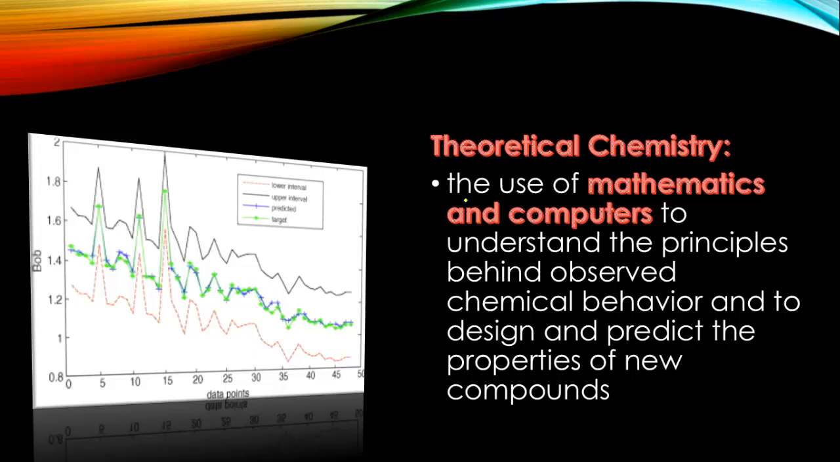And finally, we have theoretical chemistry. This is where you get into the math, and we use computers to understand principles behind observed chemical behavior. So we want to see how things happen over and over and over again. We use a computer so we can see these trends, and they will map it out for us. And we can then design and predict properties of new compounds based on what we know of known compounds. Hey, if we get a new compound, we can test it analytically to find out what's in it, and then predict by the math that we already have set in place.